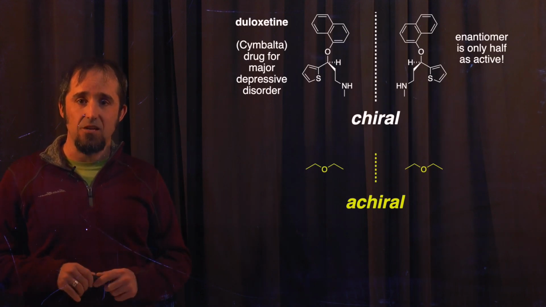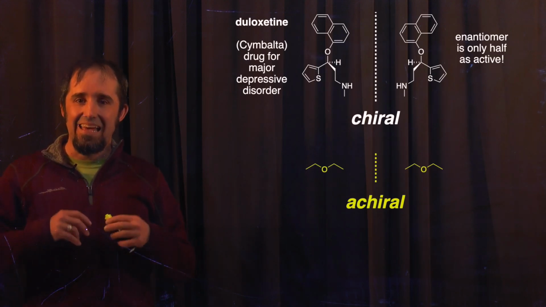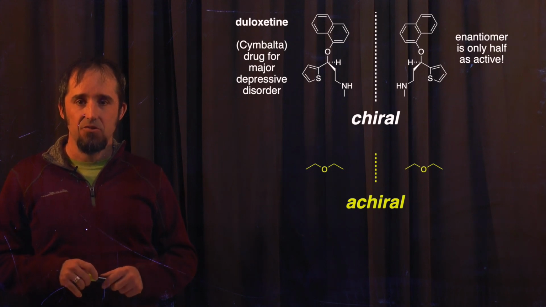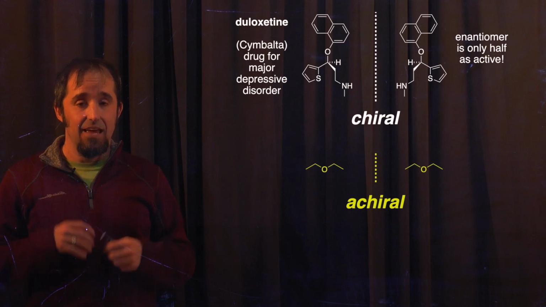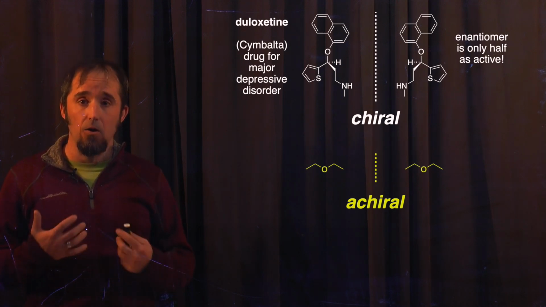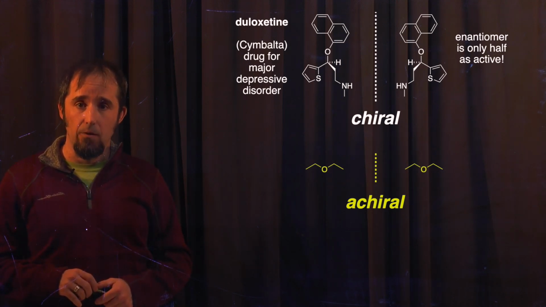So compounds with enantiomers are chiral. Achiral compounds do not have enantiomers. So another way to say that is achiral compounds are superimposable on their mirror images.